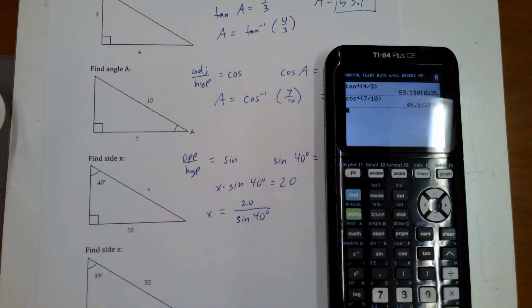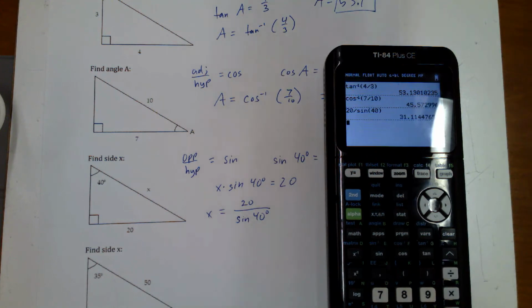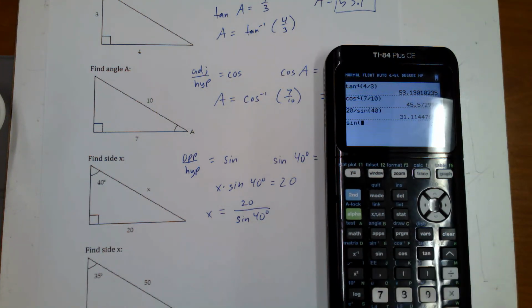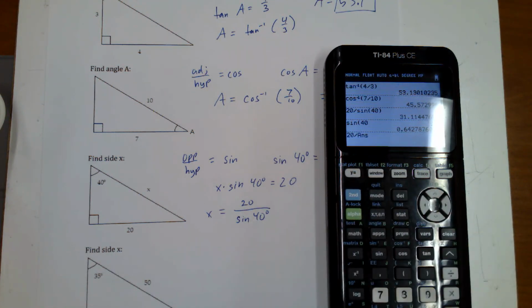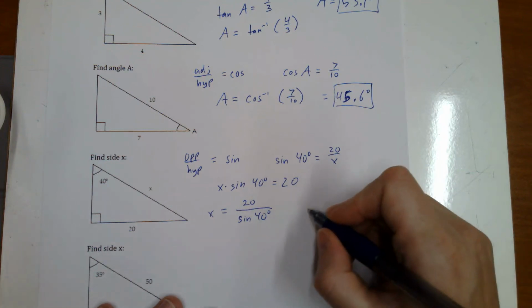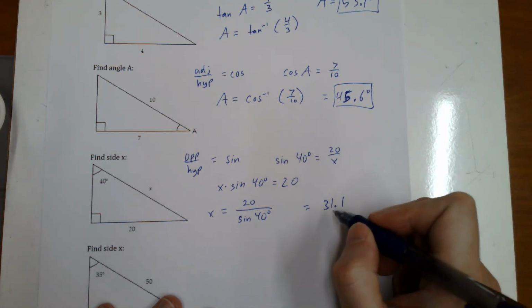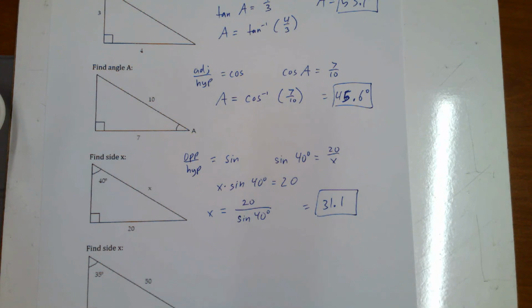We should be able to do that in one step on my calculator. So 20 divided by, and I'm going to hit just sine. I don't want that inverse. And I've got the 40. Do note, if you're unable to do that in one step on your calculator, you will have to first write down the sine of 40 degrees and then do 20 divided by. You could also do it that way as well. It looks like I get about 31.1 for that side. I was not given units, so I'll just leave it as the number.